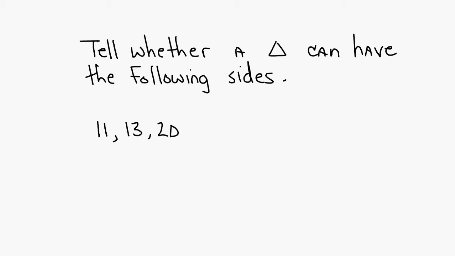Given 11, 13, and 20, can a triangle have those sides? Yes. And then you were asked to explain why. The two smaller sides added together are greater than the third side. So 11 plus 13 is greater than 20. That's your explanation.